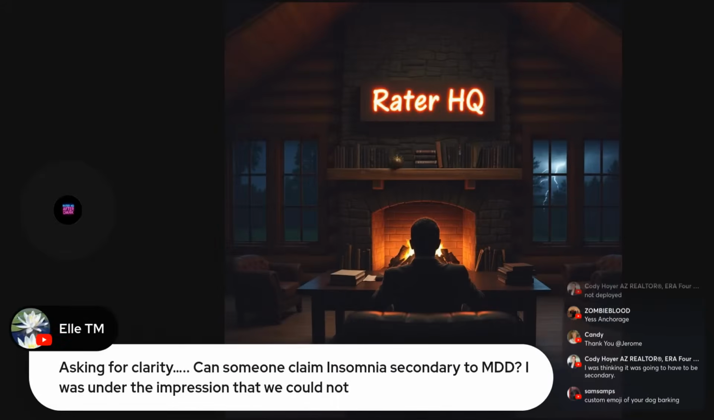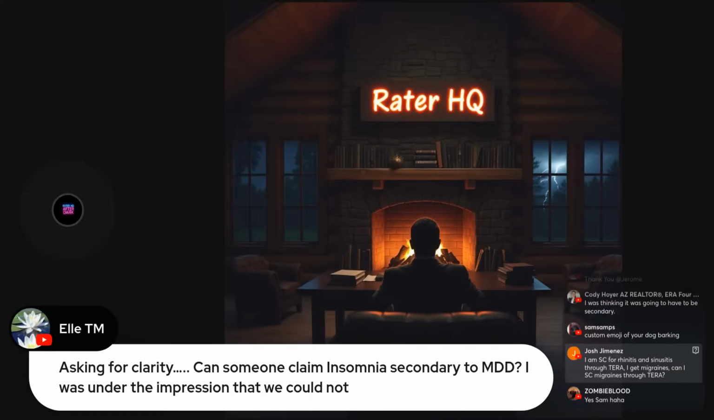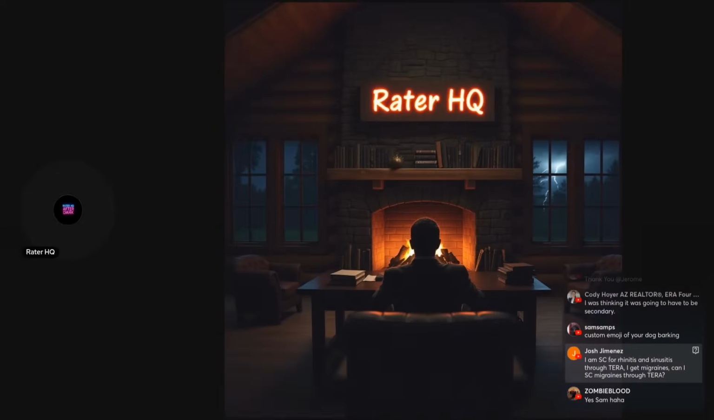Okay. Asking for clarity. Can someone claim insomnia secondary to? No, you cannot. They're both mental health. They would be combined together. There would be no benefit added.